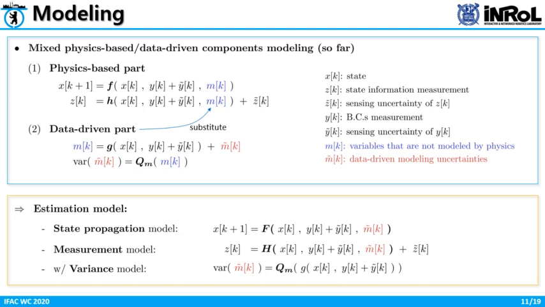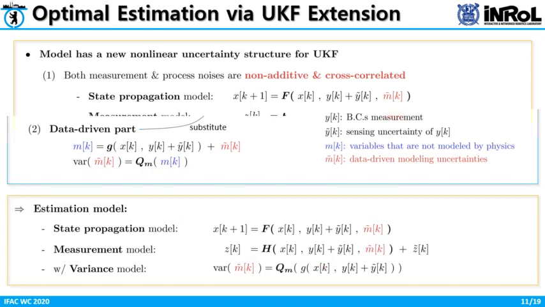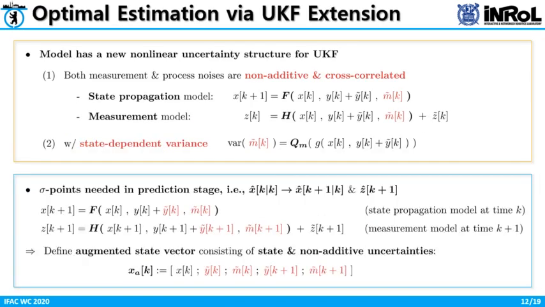So far, we have the physics-based modeled part and the data-driven modeled part. By substituting the data-driven part into the physics-based part, we finally obtain the following estimation model. Now, for optimal estimation, let's focus on the structure of this model.